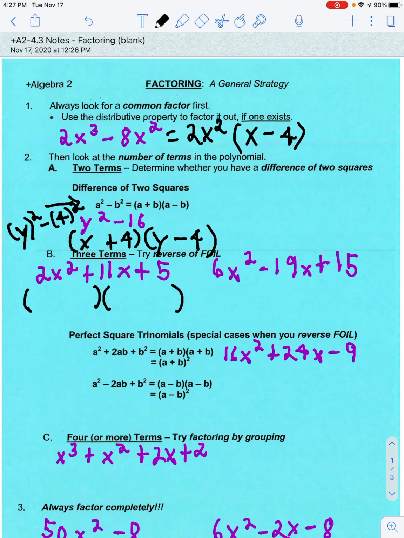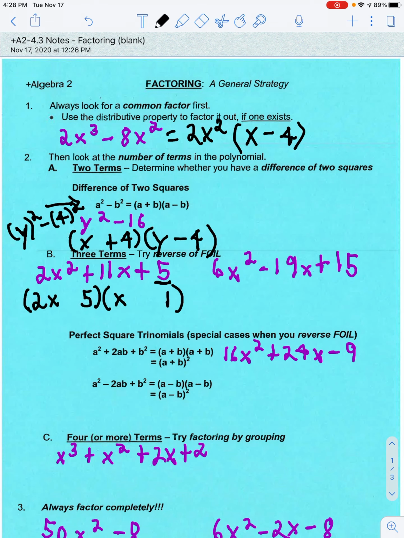So I'm going to go to the fact that there are three terms and try a reverse of FOIL. First positions here have to have a product of 2x squared. And that only leaves me with 2x and 1x. The last positions have to have a product of 5, and there's only 5 and 1, but there are two orders. So let's see what happens.